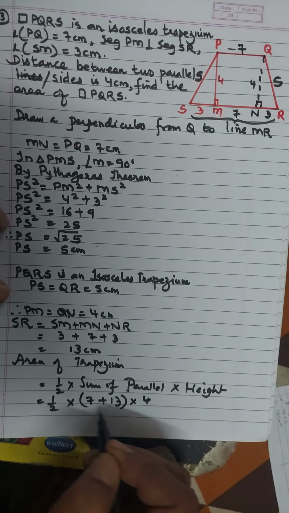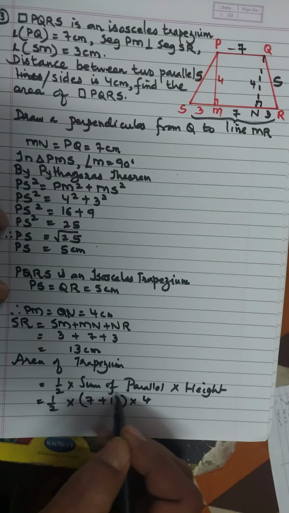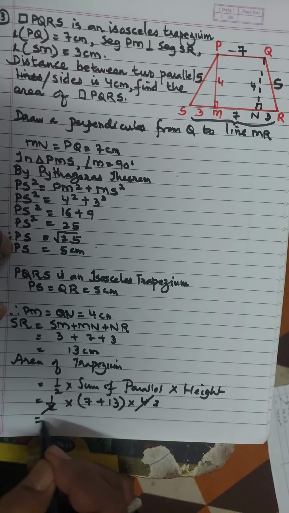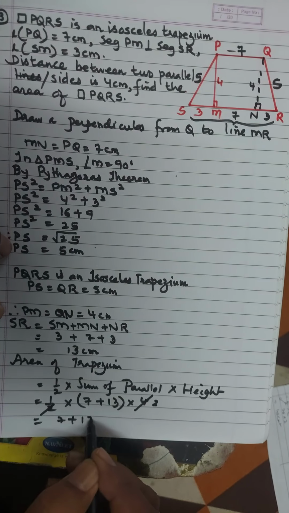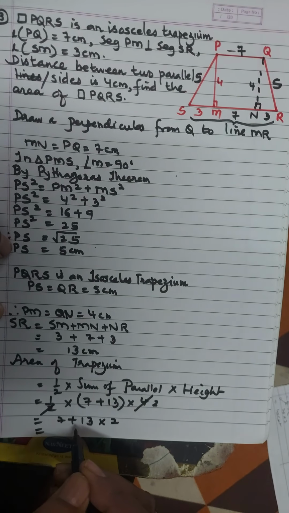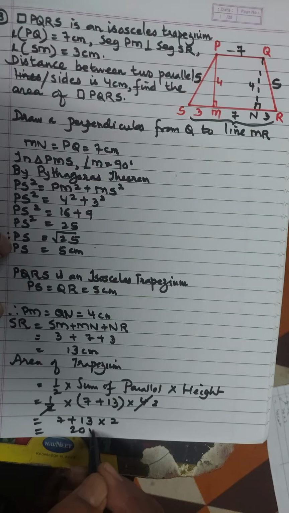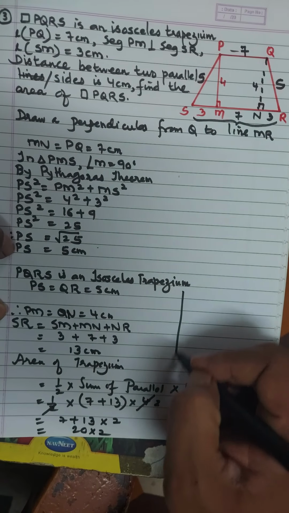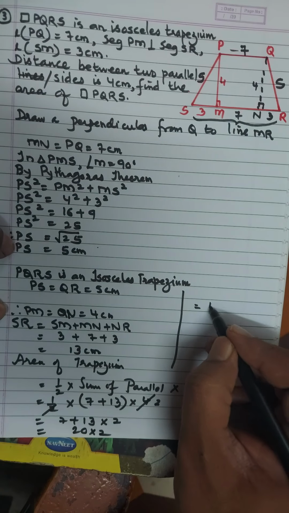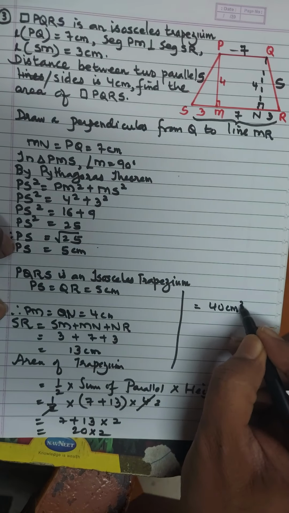We need to take the bracket because it's the sum of parallel sides. This is 2 to the 4 here. So 7 plus 13 multiply by 2 here. So 7 plus 13 is 20 and 20 into 2. What is 20 into 2? 2 twos are 4, so it is 40. So 40 centimeter square.